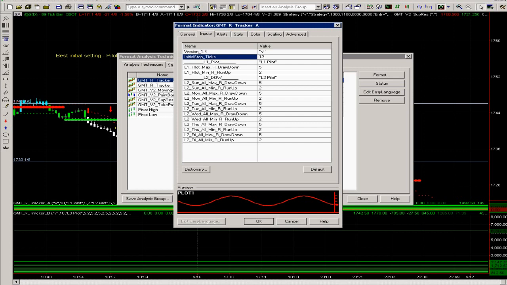Because what this is telling us is that on my pilot system, which I've got here, this system is going to turn off at negative 5R. So negative 5R is $750. It's going to turn back on at positive 2R. Now positive 2R is how much? $300, exactly, so it's easy.